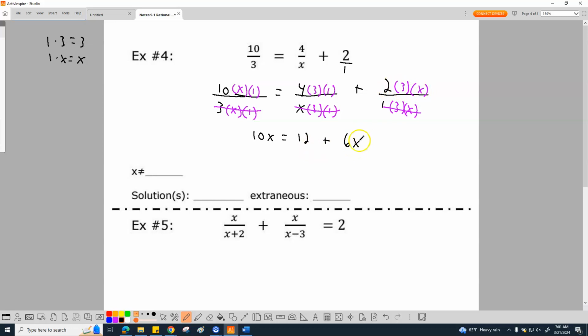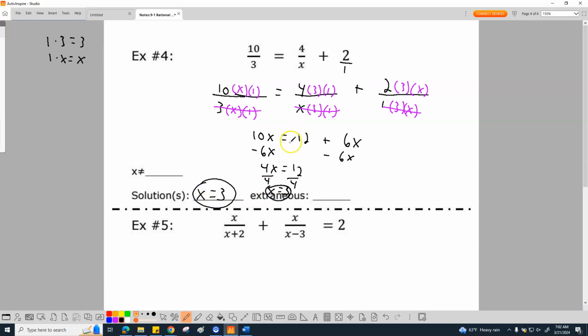And holy crap, look what we got here. Now this is just a normal equation. So now I'm going to subtract my 6x on both sides, right there, and I get 4x equals 12. That's not a big deal. Oh, I have to divide, sorry. I'm like, what am I doing? Morning brain fart. X equals 3. So x can equal 3. Hooray for us.